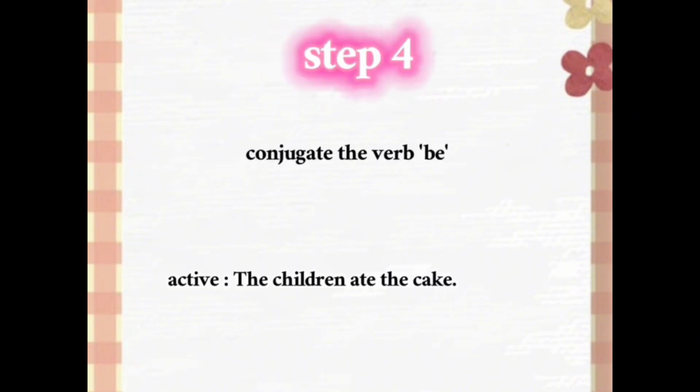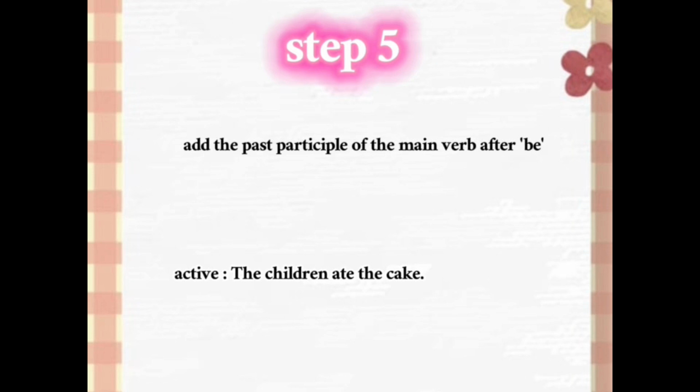And then step 4, conjugate the verb be. We need to change the be verb into the past simple, so it becomes was or were, depending on the new subject. So the new subject is the cake, so we can choose was. The cake was. Step 5, add the past participle of the main verb after be. Looking back at the active sentence, the main verb is eat, but in past simple form. So, the past participle form of ate is eaten.